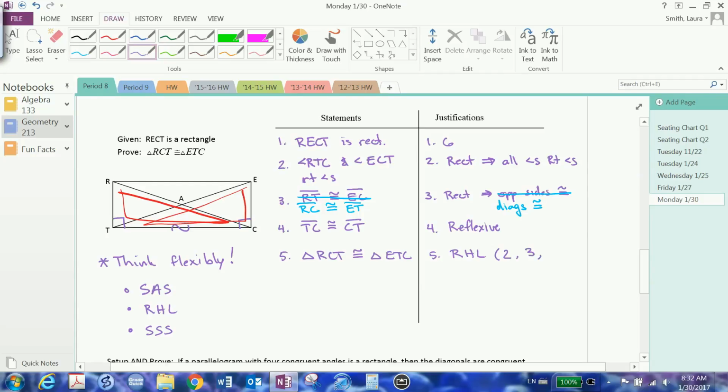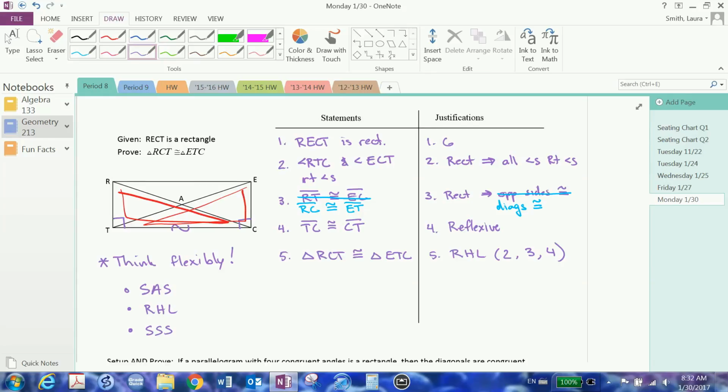Triangle RCT congruent to triangle ETC by RHL. Let's double check it. I got my rights in step 2. I got the hypotenuse, that's the diagonals, in step 3, and I have my leg in step 4. Done. Okay?